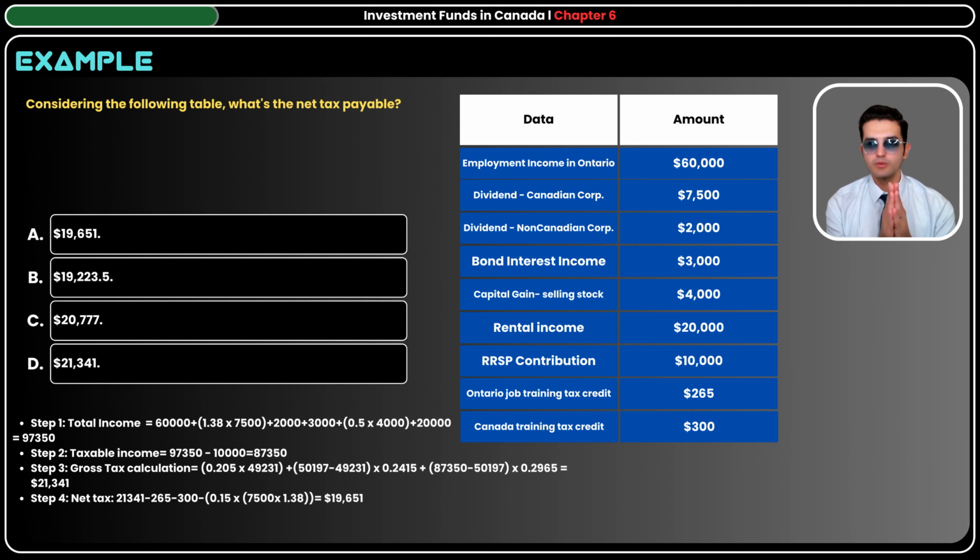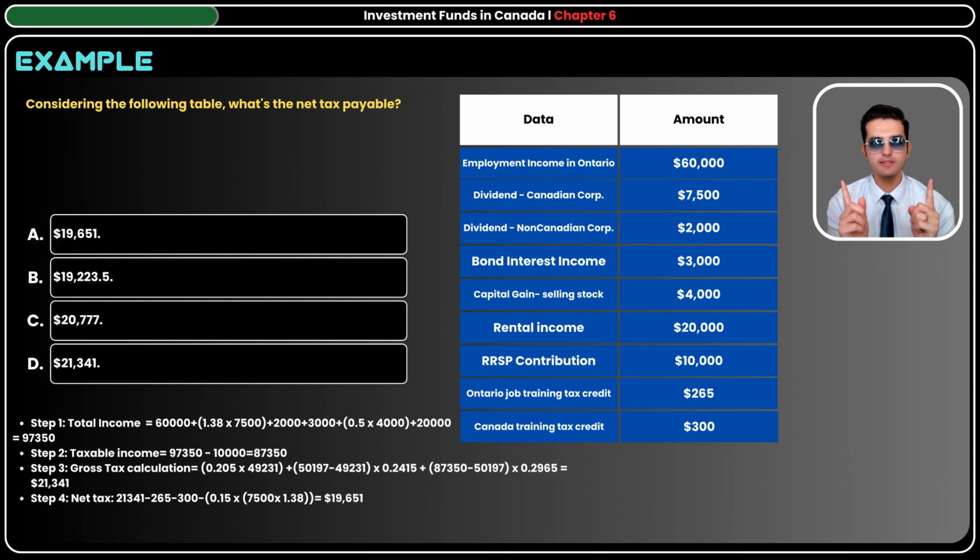Plus, we still have rental income. So you have a property, you have a condo, I don't know, you're renting that condo, you need to pay tax on that too. So plus 20,000 on that. So we calculate total income of $97,350. Now, step number 2, we deduct tax deductibles from that total income.